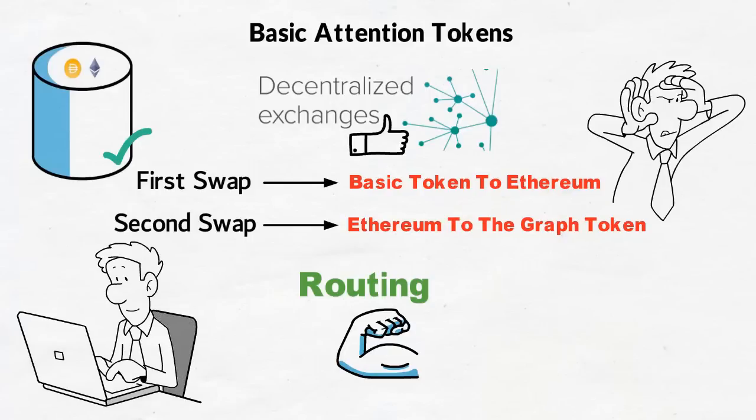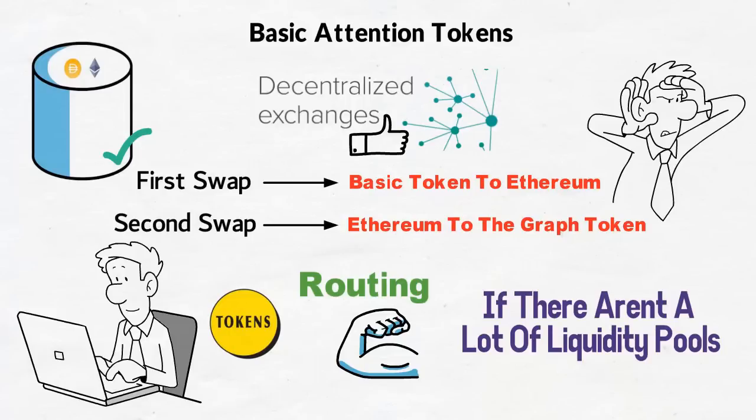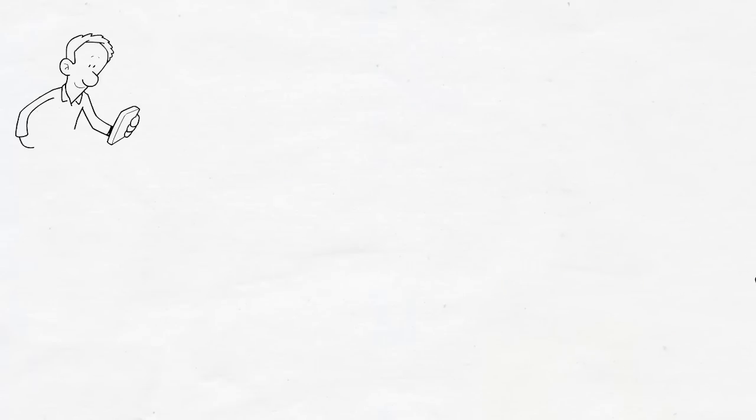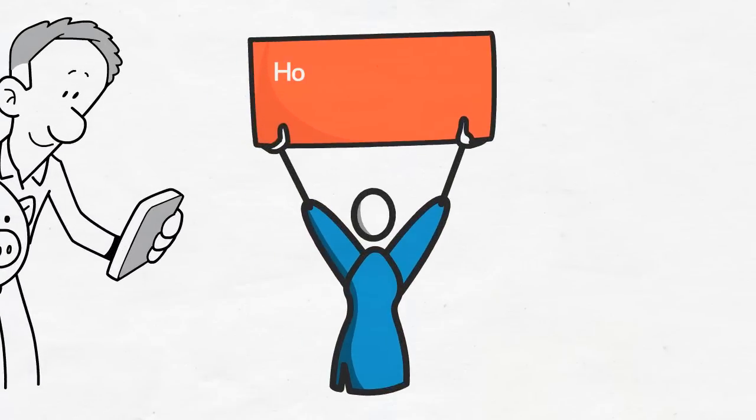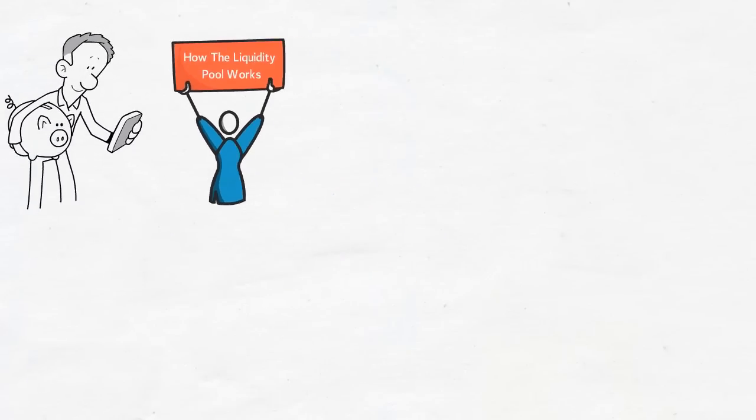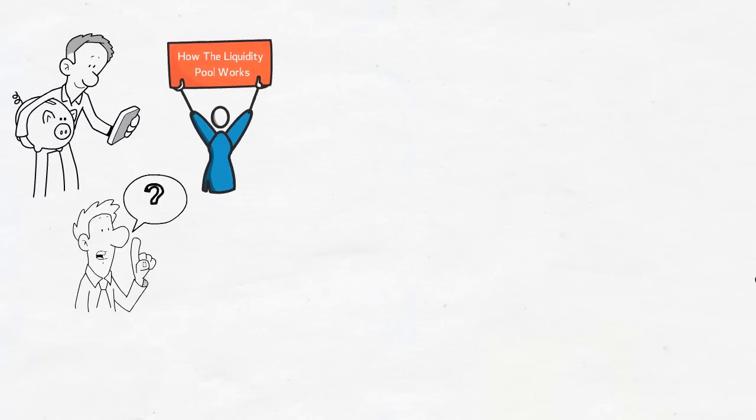So you are able to trade absolutely any token on their platform for whatever token you wish, even if there aren't a lot of liquidity pools for the token in question. It is really that simple how liquidity pools actually work. But now that we've been able to properly explain how the liquidity pool works, let's now look at why you would consider pulling your money into one of these pools.